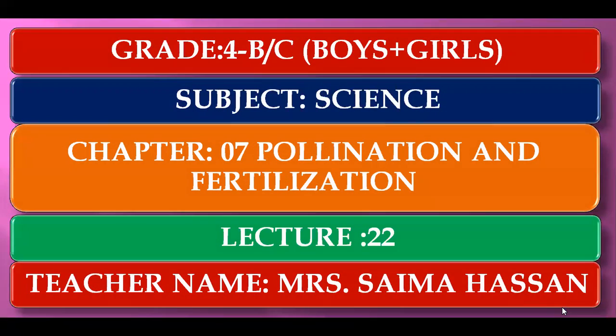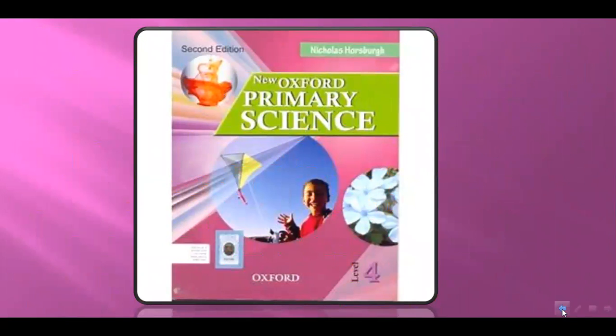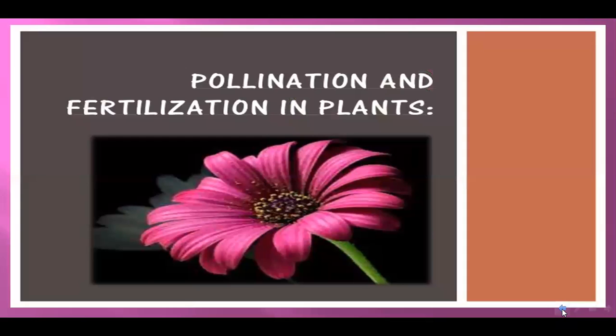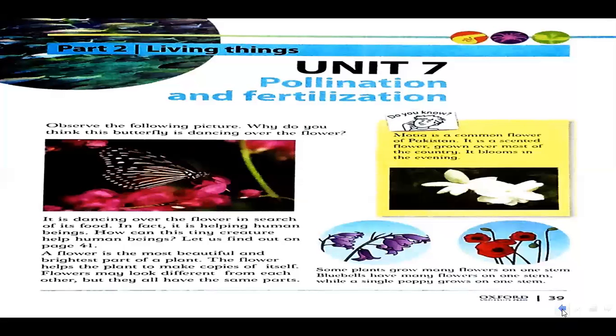Now today we are going to start Unit number 7, Pollination and Fertilization. This is your science book. Open your books and come to page number 39. Pollination and fertilization in plants. First of all, we are going to read this page.